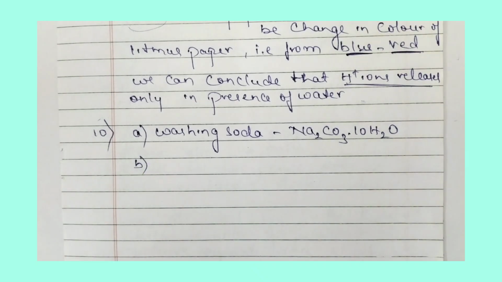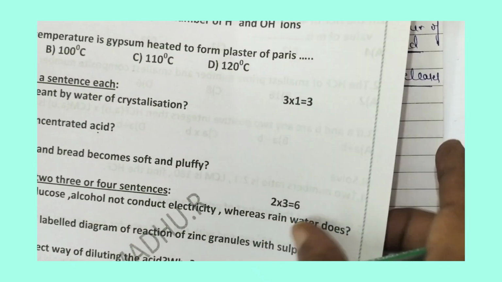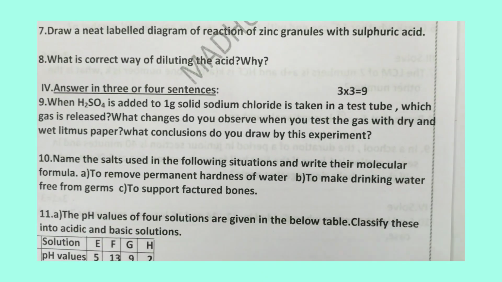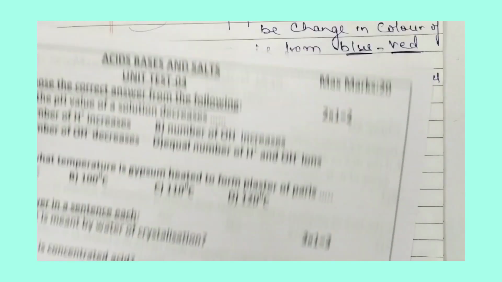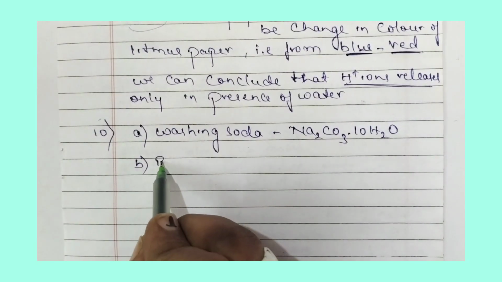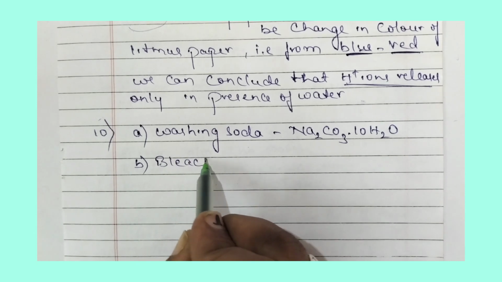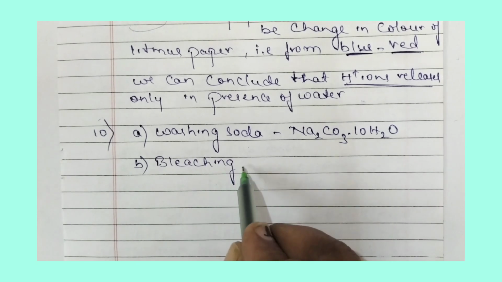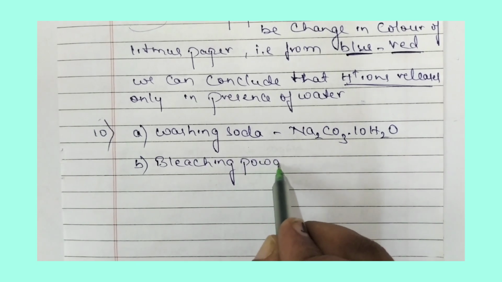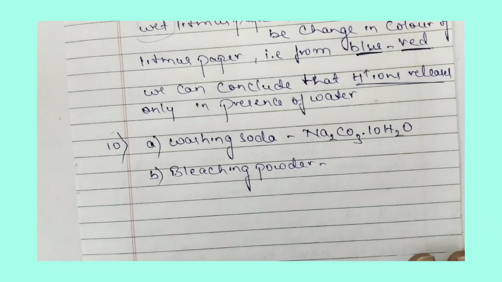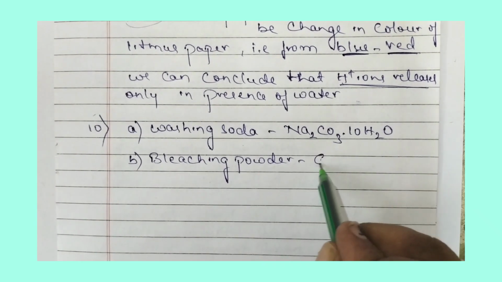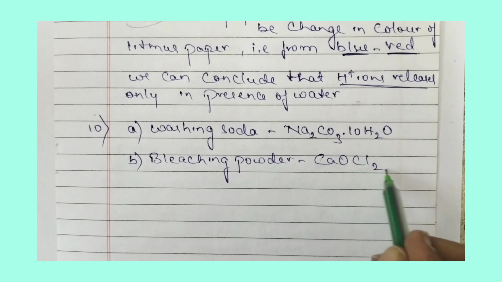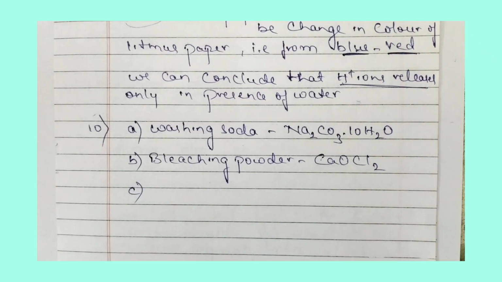Then the second one, to make drinking water free from germs. To make drinking water free from germs, we are using bleaching powder. The chemical formula of bleaching powder is CaOCl2, calcium oxychloride.